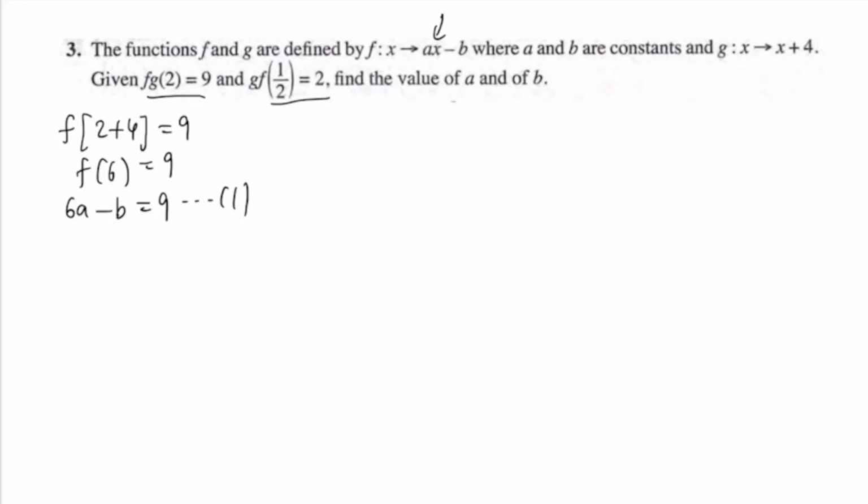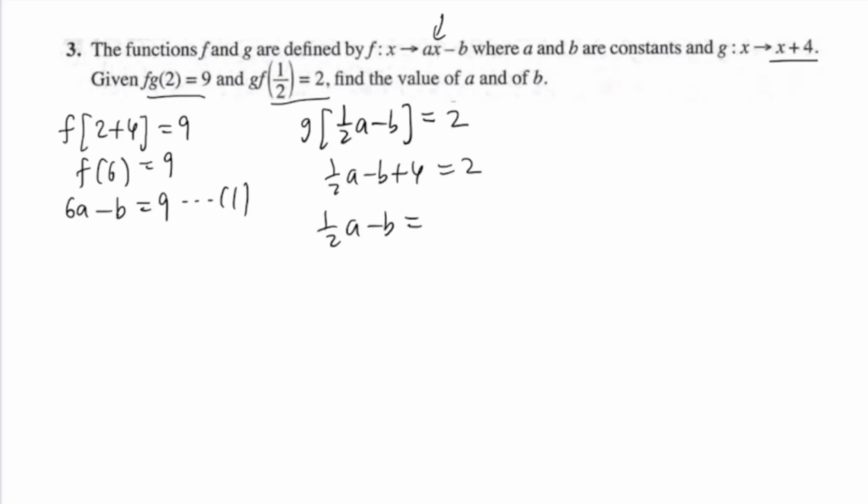So we're going to start by putting half inside your f. So it's going to look like this. g(a times half, I'm going to write half a minus b). The result is now 2. So take this and put inside your g. Your g is x plus 4. g(bracket) will be bracket plus 4. You let it be 2. So this is half a minus b equals to, I bring the 4 over, negative 2.